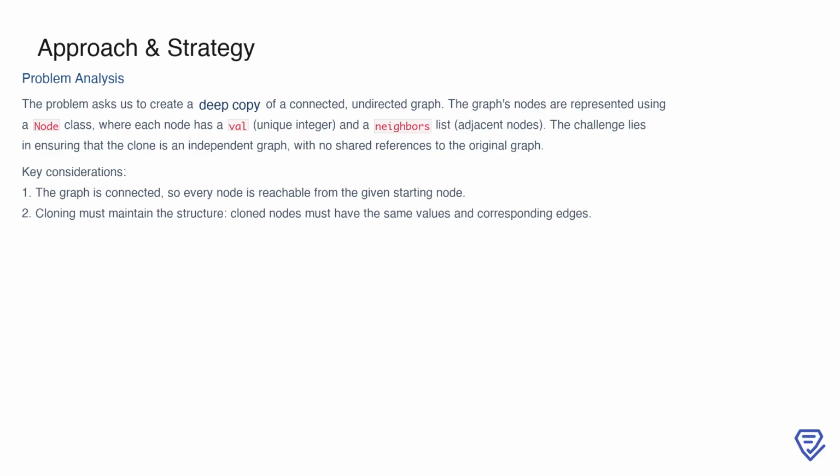Additionally, the structure of the graph must be preserved, which means each cloned node should have the same value and connect to the same neighbors as the original. These requirements form the foundation for our approach to solving the problem.